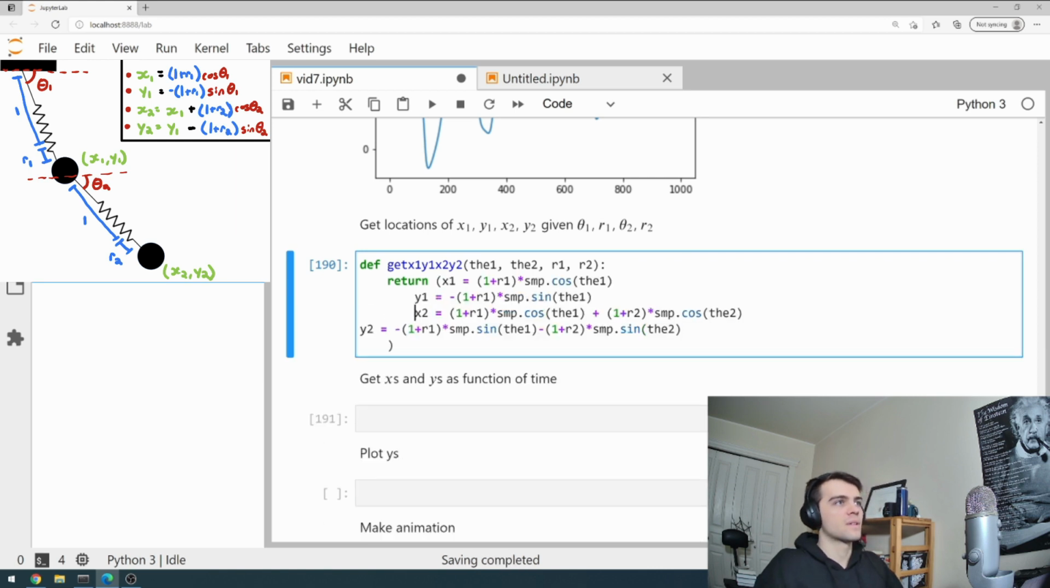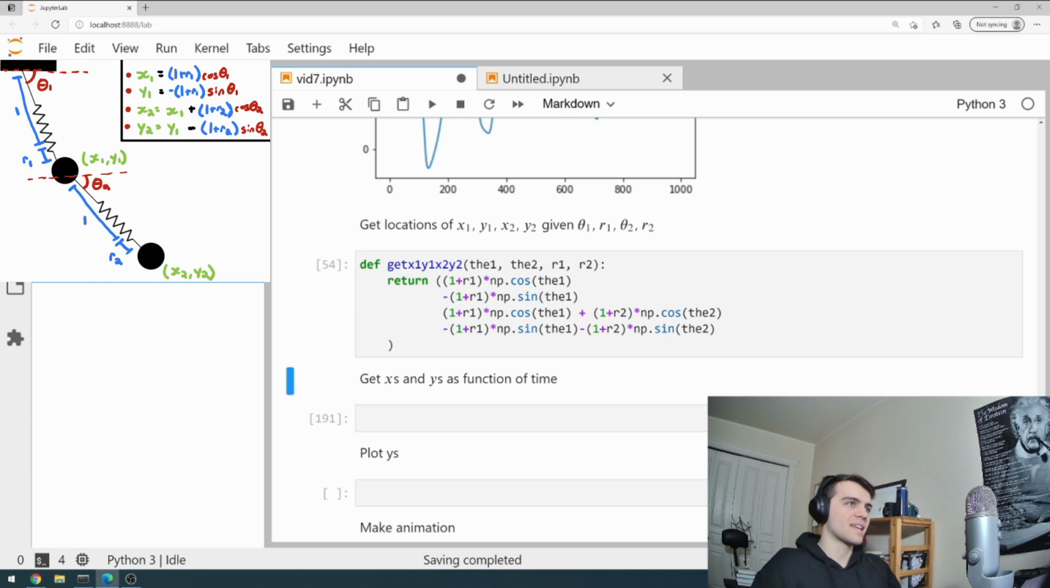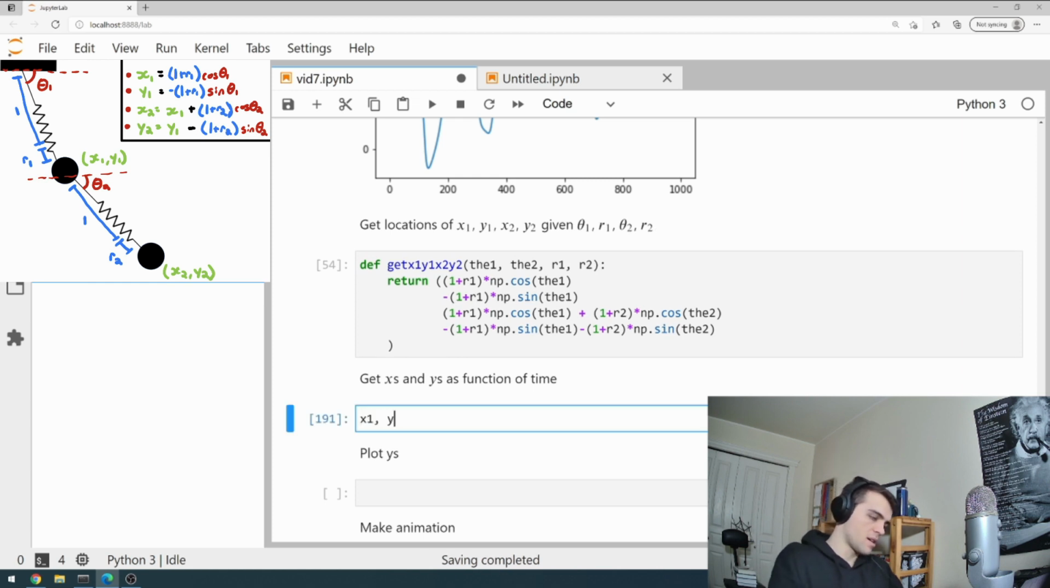The first one will be, so I'm going to paste this here. And we just need to basically turn these into NumPy functions. So rather than the sympy stuff, we just turn it into NumPy. So instead of sp, we have np, np, np, np, and they're all defined the same like this. So now we can get our x's and y's. So x1, y1, x2, y2 equals get_x1_y1_x2_y2.